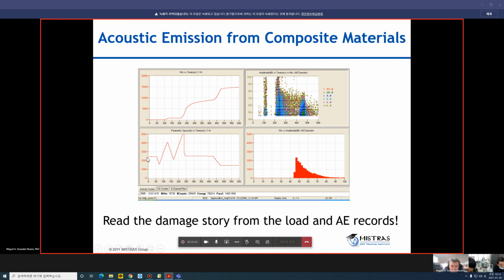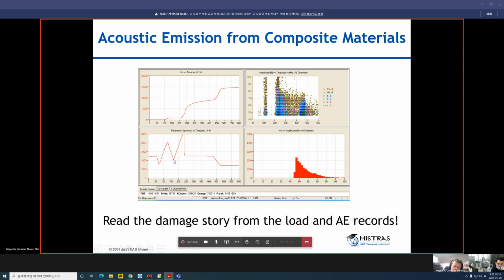So you see in here we started at 2,500 pounds, and then there was unloading, with my mouse, unloading up to about 1,500 pounds. Then there was an increase of the load up to about 4,000 pounds, and you see the small increase of acoustic emission at this point.